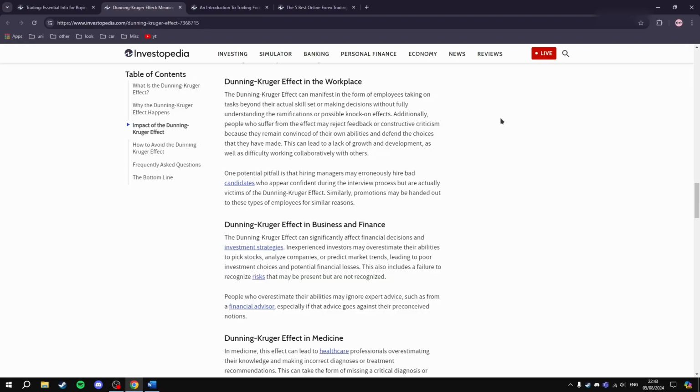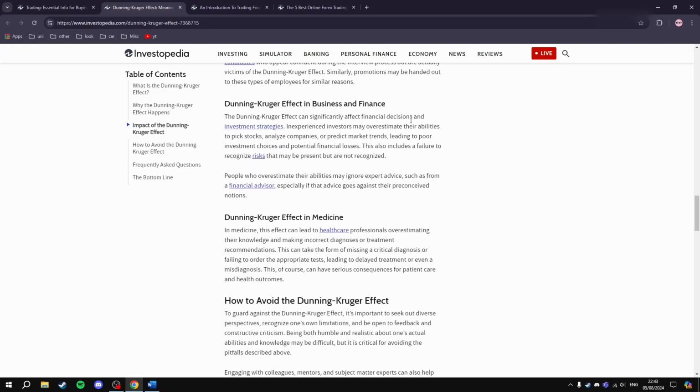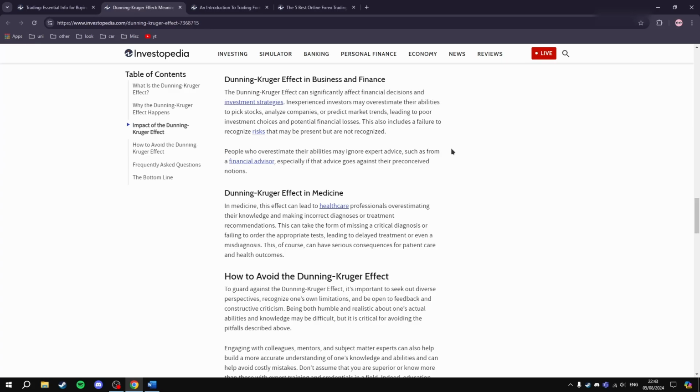One potential pitfall is that hiring managers may erroneously hire bad candidates who appear confident during the interview process but are actually victims of the Dunning-Kruger effect. Similarly, promotions may be handed out to those types of employees for similar reasons. Dunning-Kruger effect in business and finance. The Dunning-Kruger effect can significantly affect financial decisions and investment strategies. Inexperienced investors may overestimate their abilities to pick stocks, analyze companies, or predict market trends, leading to poor investment choices and potential financial losses. This also includes a failure to recognize risks that may be present but are not recognized.